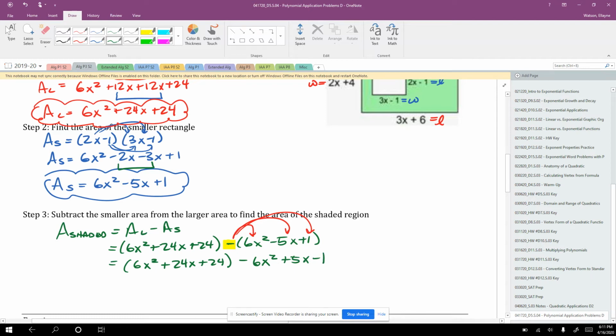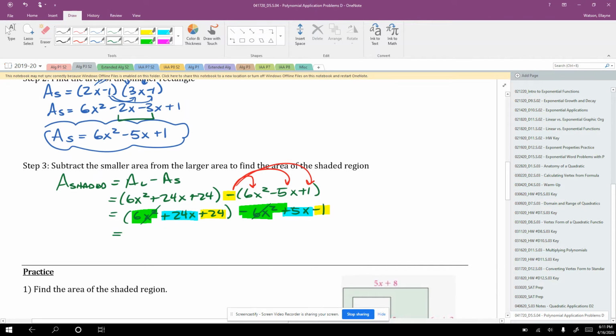And now I'm just going to combine like terms. I have an x squared, 24x plus 5x, plus 24 minus 1. Those are my constants. The 6x squared and the minus 6x squared are going to cancel out. So I'm left with 24x plus 5x, so 29x. And then 24 minus 1 is plus 23.